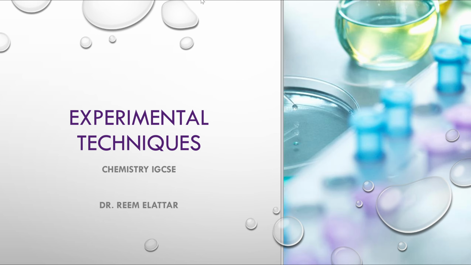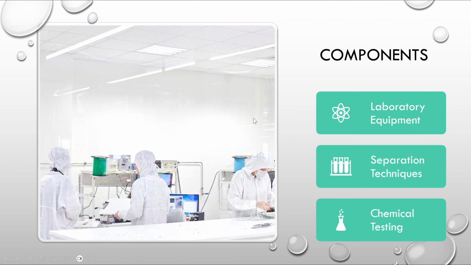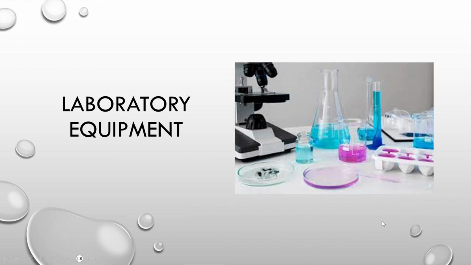Today we're going to talk about experimental techniques for chemistry IGCSE. Now, the first thing is to know that the topic is divided into three aspects. First, talking about the laboratory equipment. Two, talking about separation techniques. Three, talking about chemical testing.